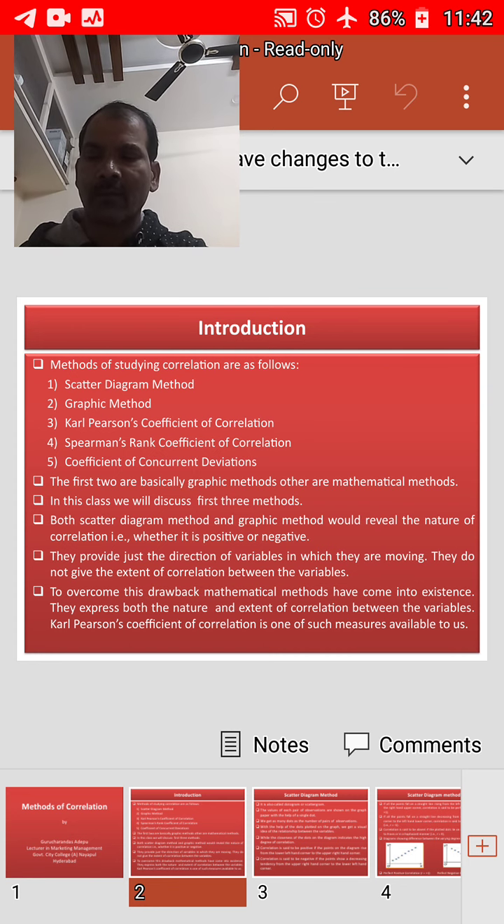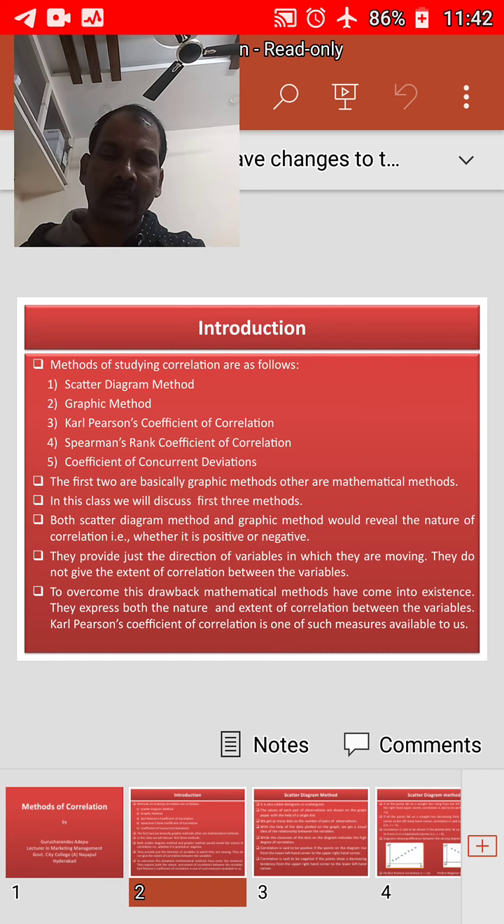While the first two are basically graphic methods, the others are mathematical methods. The first two, scatter diagram method and graphic method, are graphic methods, whereas Karl Pearson's coefficient of correlation, Spearman's rank coefficient of correlation, and coefficient of concurrent deviations are nothing but mathematical methods.